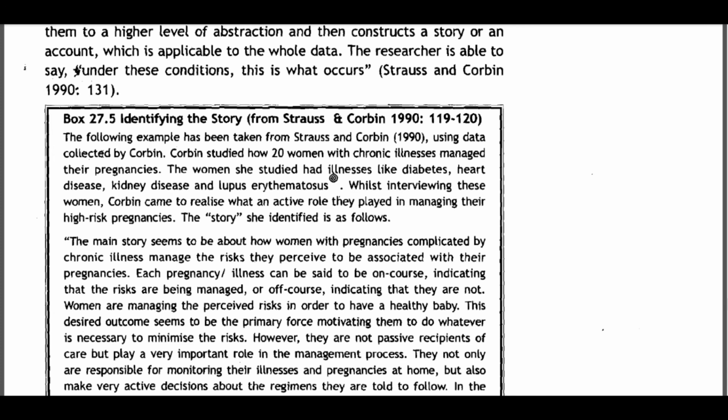Okay. So, box number 27.5, identifying the story from Strauss and Corbin. The following examples have been taken from Strauss and Corbin using data collected by Corbin. Corbin studied how 20 women with chronic illness managed their pregnancies. The women she studied had illnesses like diabetes, heart disease, kidney disease, and lupus erythematosus. While interviewing these women, Corbin came to realize what an active role they played in managing their high-risk pregnancies. The story she identified is as follows.